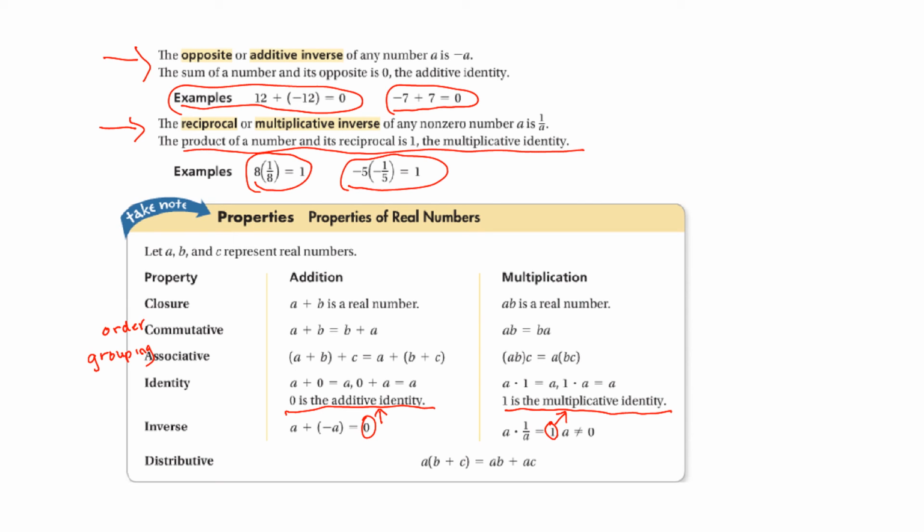And then our last property is our distributive property, which says that if I multiply a number by a quantity or a sum, I take the number and multiply it by each number that's in the quantity or the sum. And that is our distributive property.